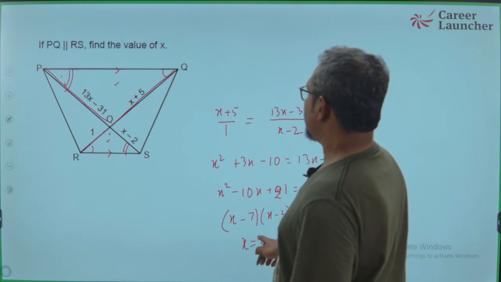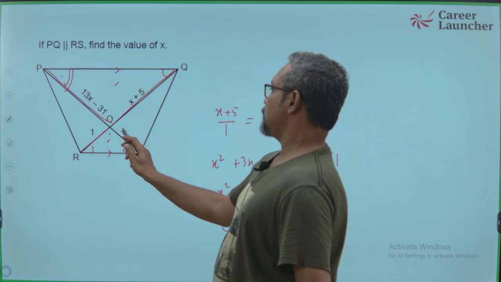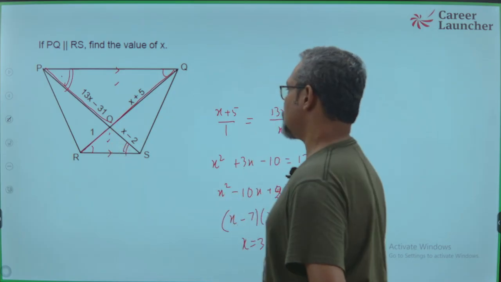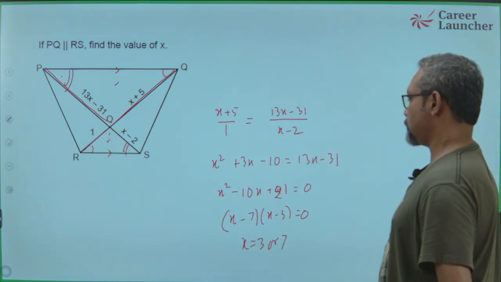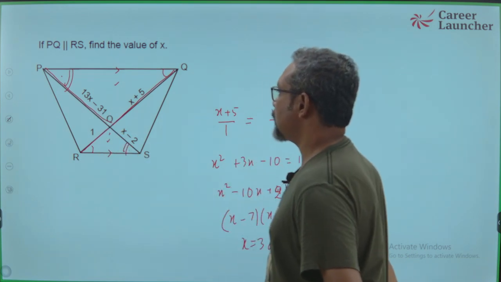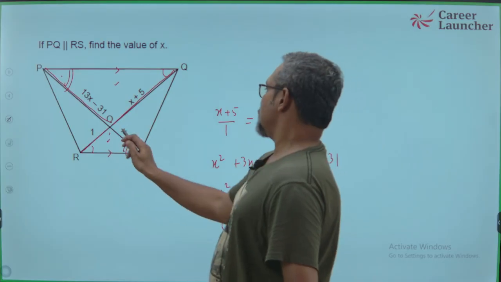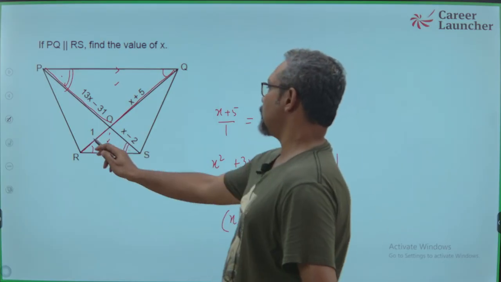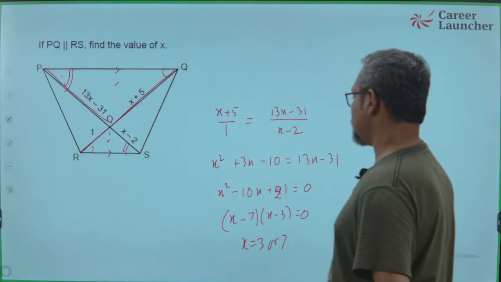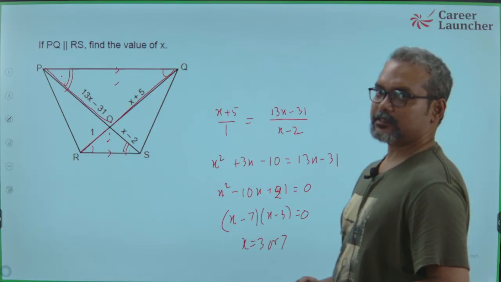So if I put x as 3, then this becomes 1, this is 8 and this is 8. So 8, 8, 1, 1. That's possible. If I put 7, 91 minus 31, so that's 60. This is 5. So 1, 5, 60 and 12. So that is also okay. So the values of x are 3 or 7.